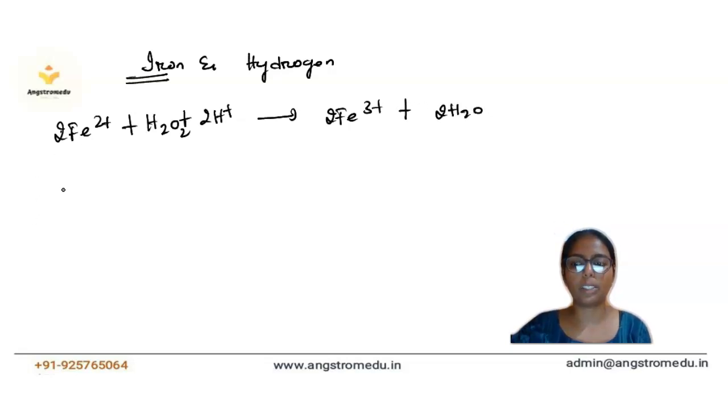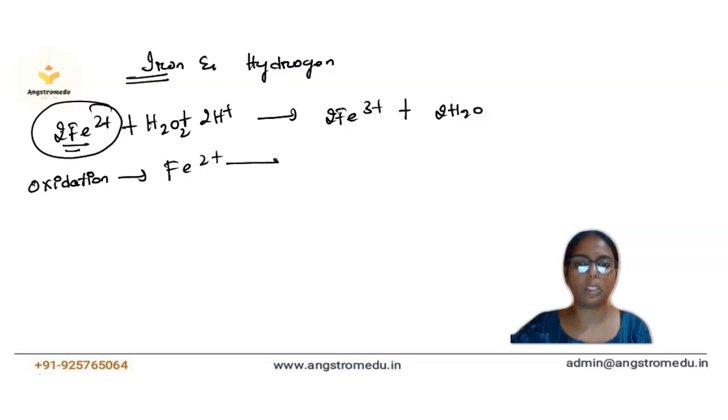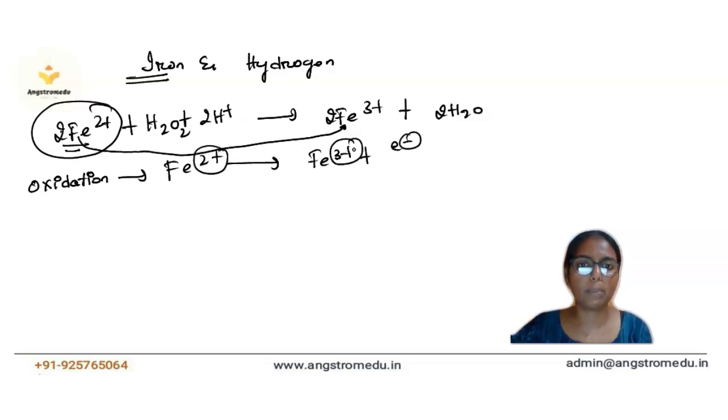So if you look at the oxidation and the reduction reaction, let's look at the oxidation reaction first. Here oxidation takes place for iron, Fe2+. It converts into Fe3+ by losing an electron. One electron gets lost, and that's why 2+ converts into 3+. So that's why this undergoes an oxidation reaction.